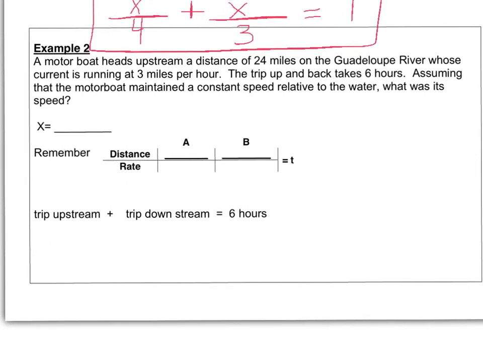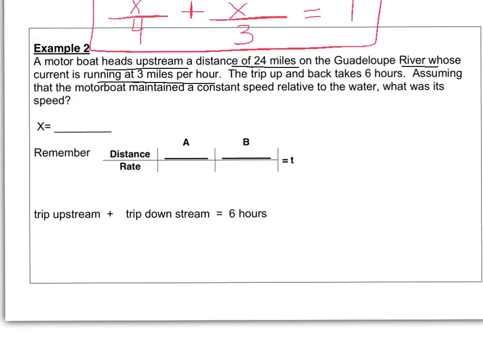Now example 2. Let's read that. A motorboat heads upstream a distance of 24 miles. And the current of the river is 3 miles per hour. So let's underline the words that are important. The motorboat, first of all, is going upstream. It means against the current. And the distance to go upstream is 24 miles. The river is running at 3 miles per hour.